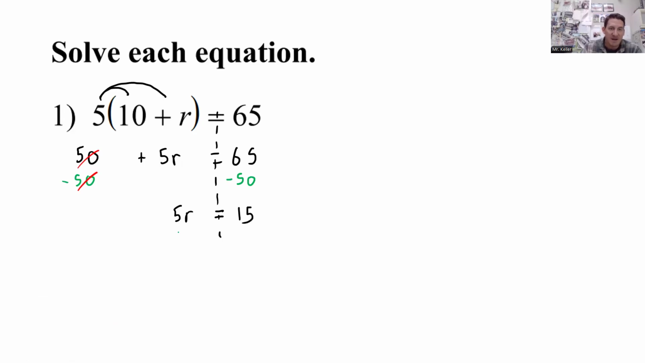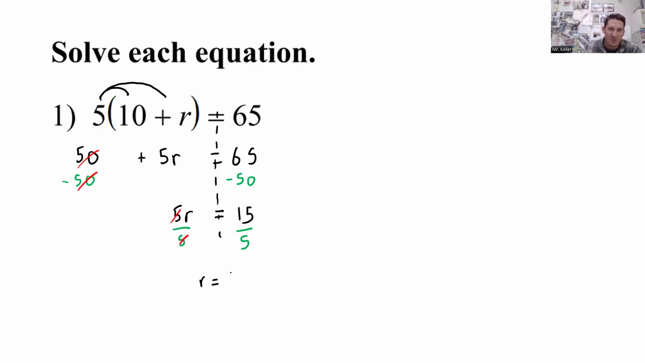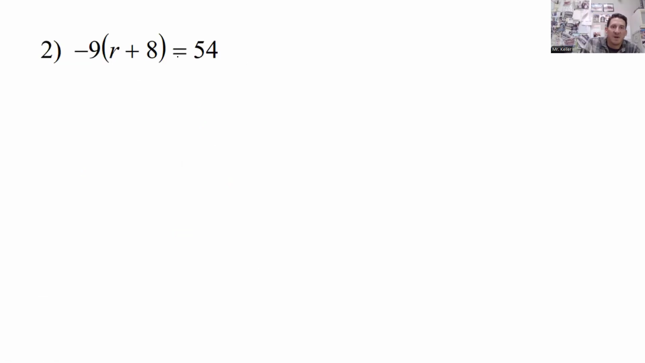And then last step, that's 5 times r. Opposite of multiplying by 5 is dividing by 5. Times 5 divided by 5 cancels out. You get r is equal to 3. Done. So distribute and then solve. Let's do one more of those here with the negative sign.